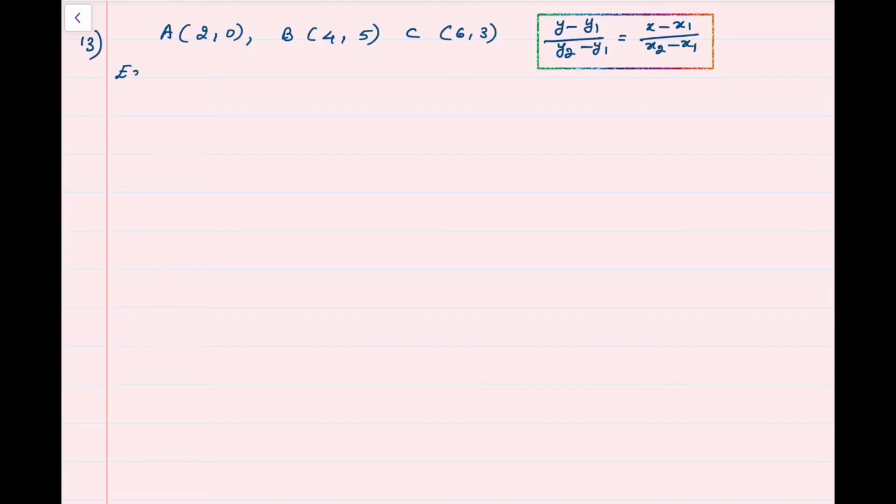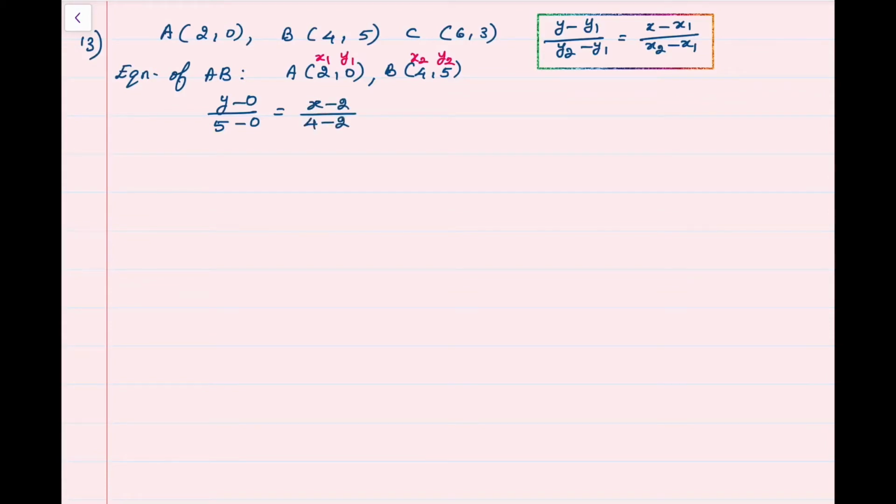We will find equation of AB. A is 2 0, B is 4 5. We will take A as x1 y1, B as x2 y2. Therefore, the equation is y minus 0 divided by 5 minus 0 equal to x minus 2 divided by 4 minus 2. Y is equal to 5 by 2 times x minus 2.